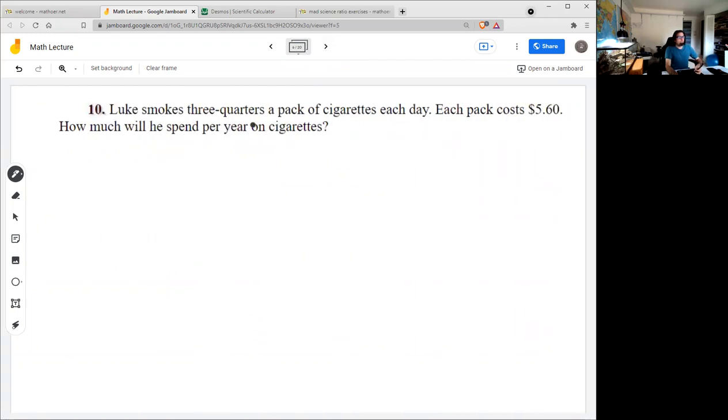Luke smokes 3/4 of a pack of cigarettes per day. That looks like it's not a rate. That's probably what we're starting with. Actually, it is a rate, pack per 1 day. But that's also very situational. So each pack costs $5.60. And then we also know 1 year has 365 days.